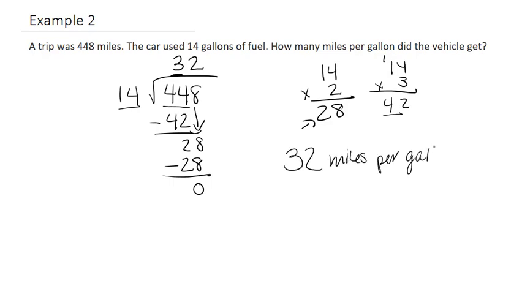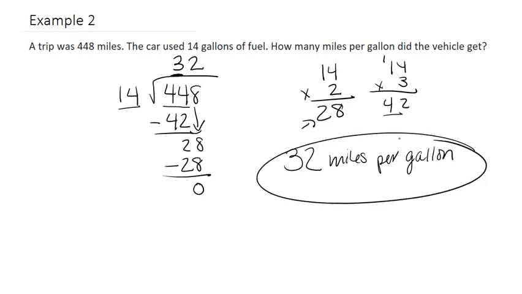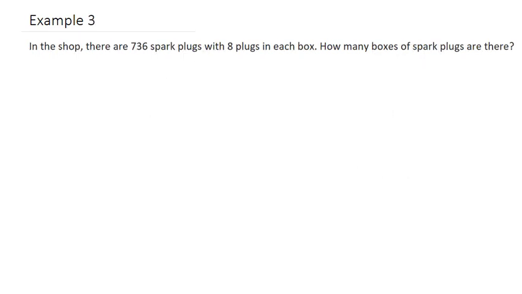Let's look at another example. In the shop, there are 736 spark plugs with 8 plugs in each box. How many boxes of spark plugs are there? So once again, we're dividing. So we have 736, and we're dividing it by 8. Once again, we look at this 8, and we see how many times it can go into the first number here, which 7 is just smaller than 8, so we can't do it. So we can put a 0 above to show that.